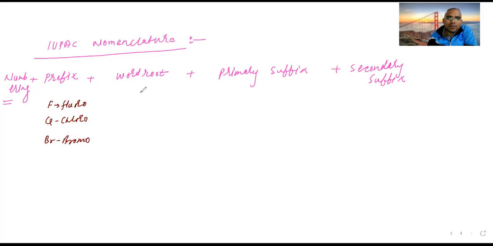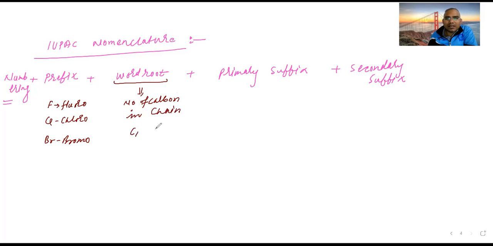Word root means, if you are talking about defining the word root, the number of carbon in the chain. So we'll be able to understand.